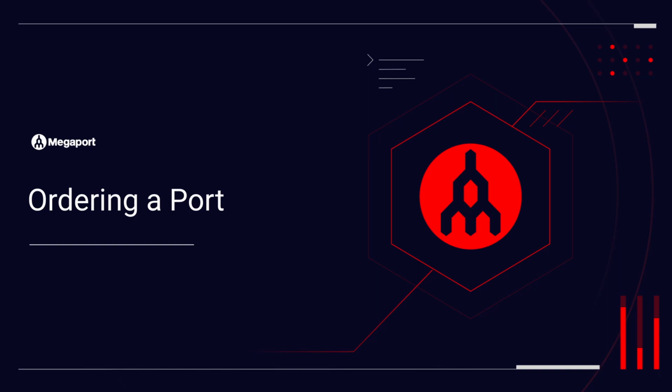In order to connect to the Megaport network, you'll need a physical connection at one of our Megaport-enabled locations. Ordering a port is as simple as choosing a data center, choosing a speed for the port, and downloading a letter of authorization from the portal. We offer 1 gig, 10 gig, and in some instances, 100 gig connections.